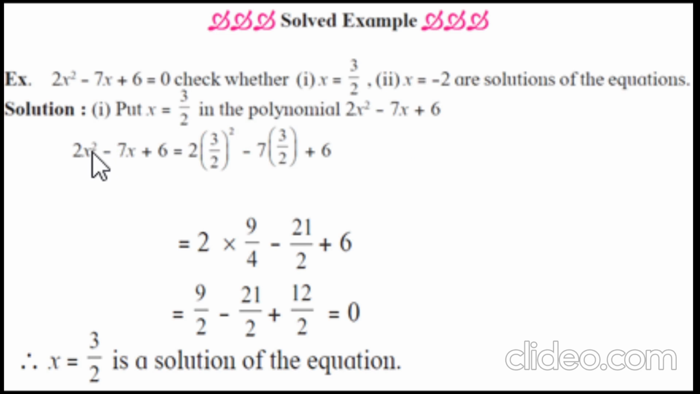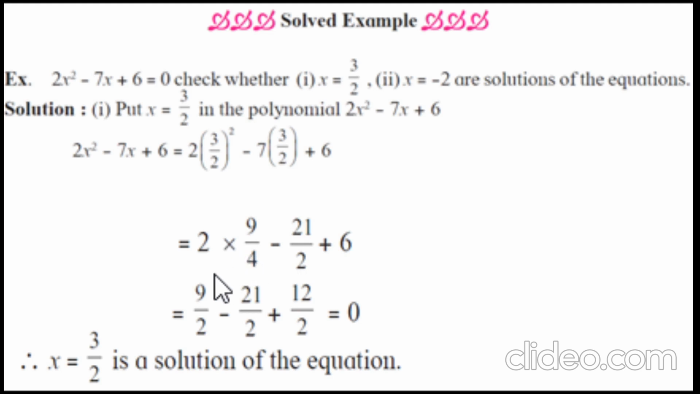So in place of x we are putting 3 upon 2. So 2 bracket 3 upon 2 the whole square minus 7 bracket 3 upon 2 plus 6. Square of 3 is 9, square of 2 is 4, then 7 times 3 is 21 divided by 2, and here 6. 2 divided by 2.